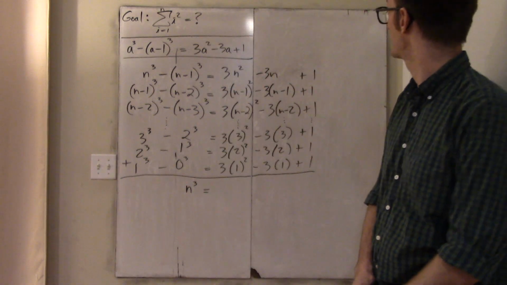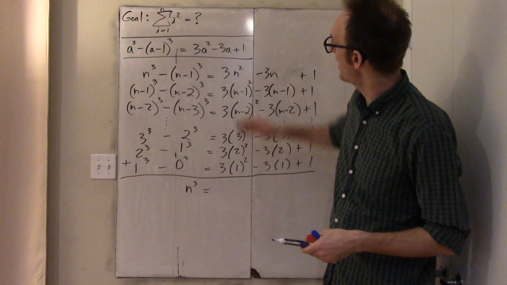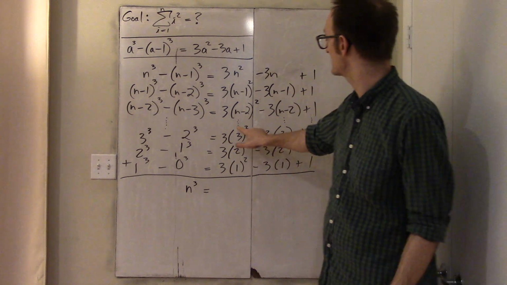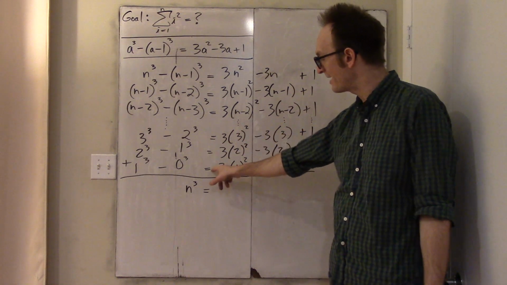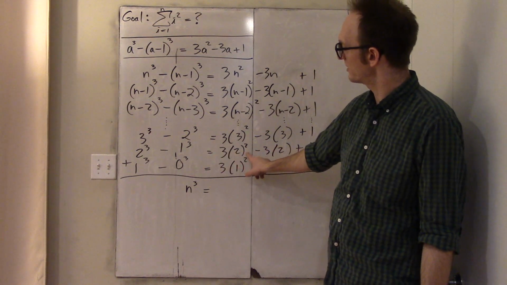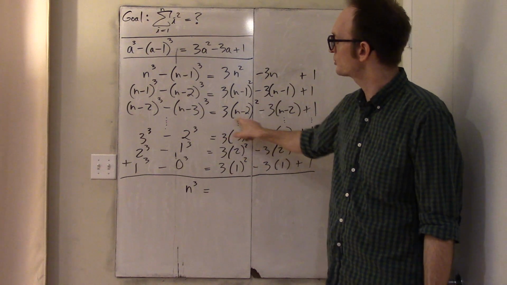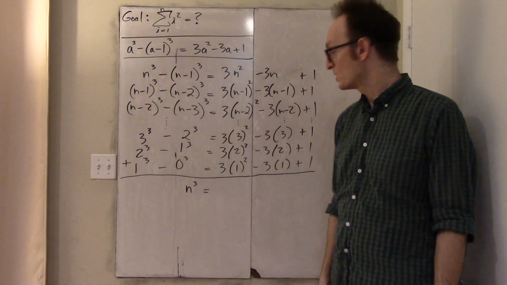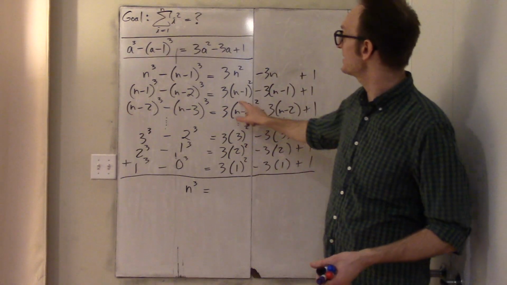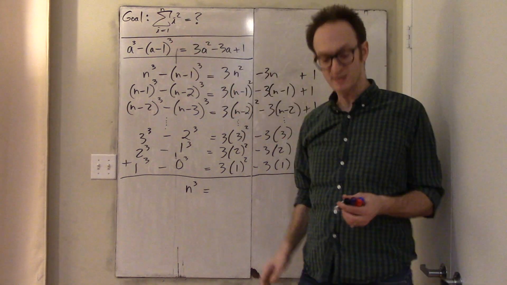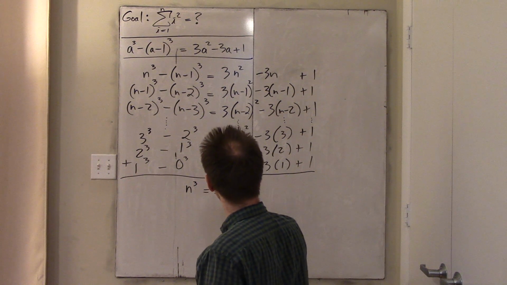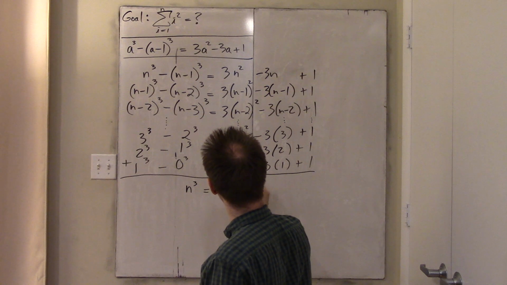Okay, next question. What happens when I sum up all of the right-hand sides? Here we've written it out neatly, so hopefully it's clear what's going on. What am I doing here? I'm adding 3 times 1 squared plus 3 times 2 squared plus 3 times 3 squared, all the way up to 3 times n squared. So in fact, this entire gigantic column is just 3 times the very thing I've been looking for this entire video. This is just going to be 3 times the sum from i equals 1 to n of i squared.